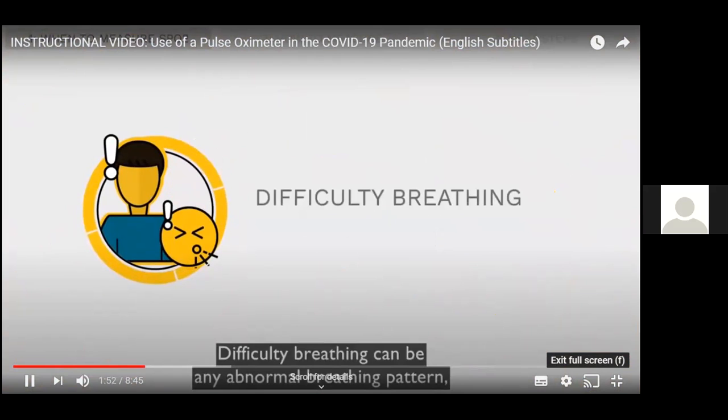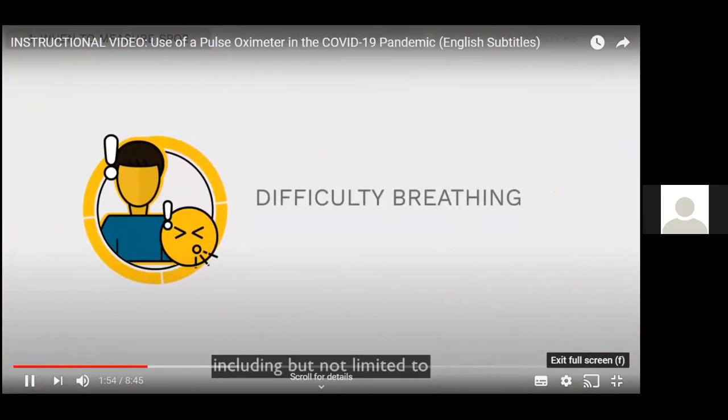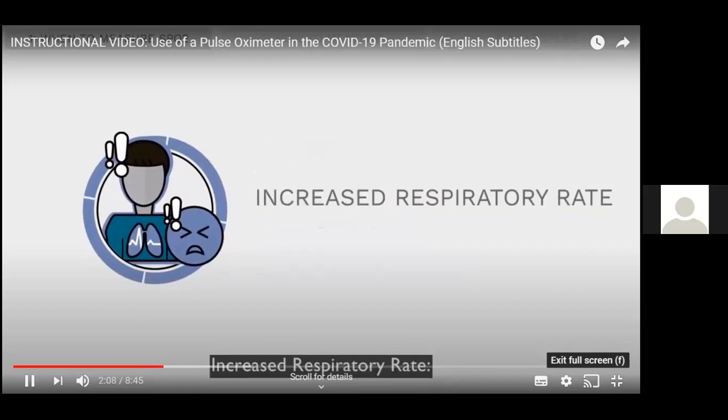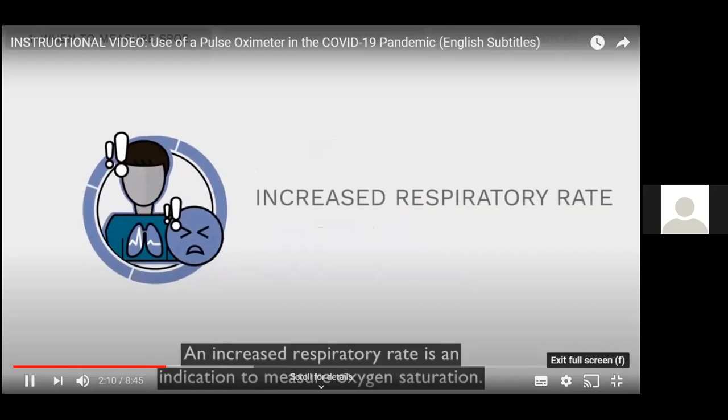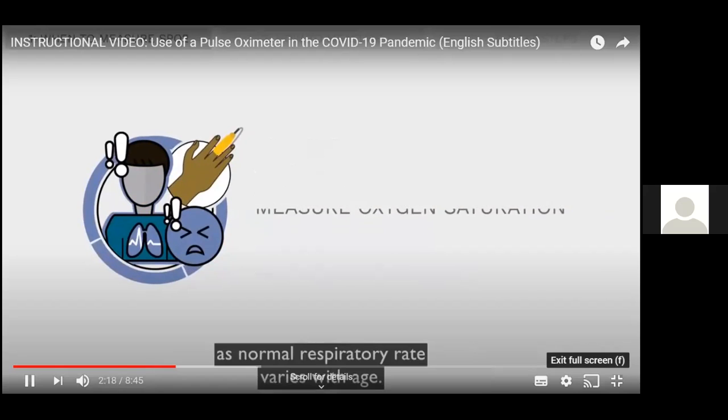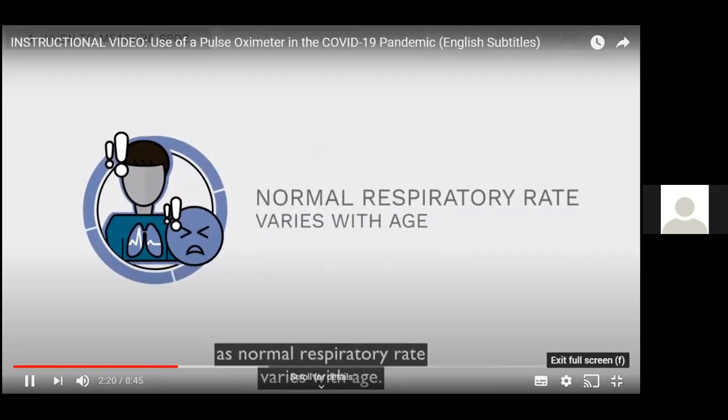Difficulty breathing can be any abnormal breathing pattern, including but not limited to breathing too fast, too slow, too deep, noisy breathing, labored breathing, or any pain or discomfort associated with breathing. Increased respiratory rate. An increased respiratory rate is an indication to measure oxygen saturation. This is a little more complicated than the other reasons to measure saturation, as normal respiratory rate varies.